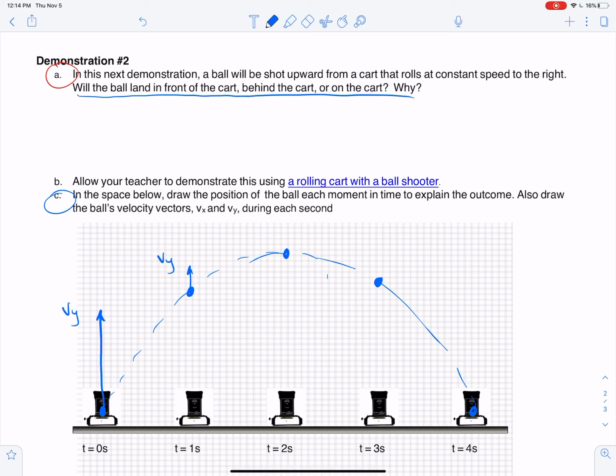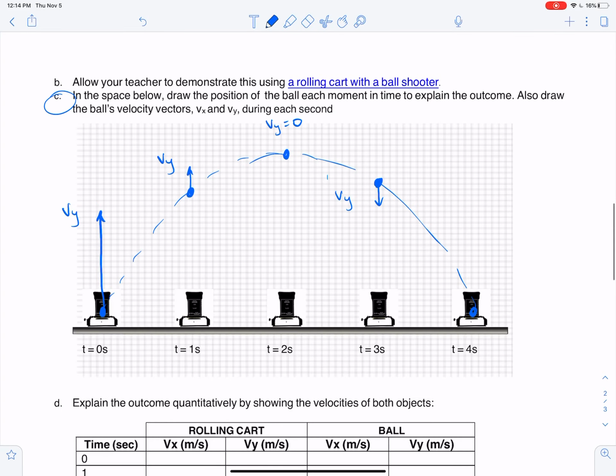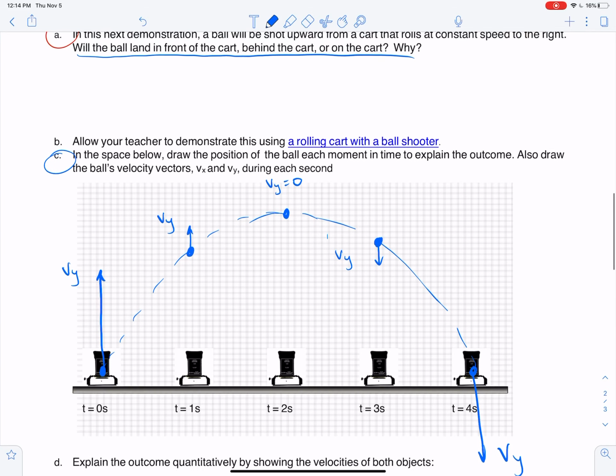With a vertical velocity. At 2 seconds, the ball stops rising and the vertical velocity is 0. Then at 3 seconds, the ball starts to fall down. And at 4 seconds, the ball has hit the launcher with this very large vertical velocity.